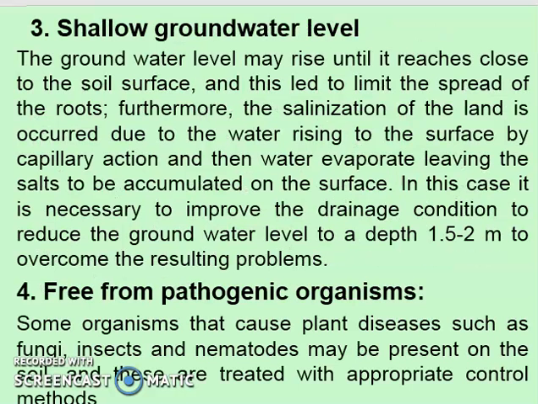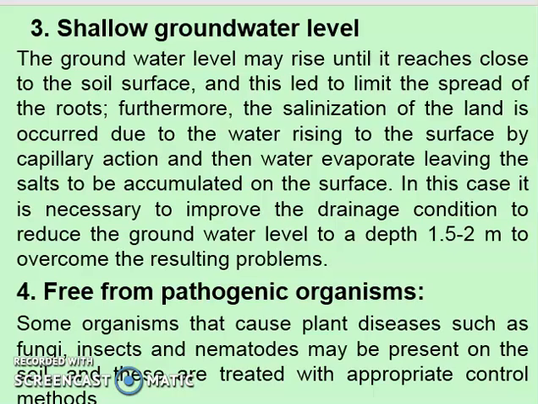The third point is the shallow groundwater level. If you have a shallow groundwater level near the surface, this limits the spread of roots, like a hard pan. Furthermore, salinization of the land occurs because water rises to the surface by capillary action, and then the water evaporates, leaving the salt to accumulate on the surface.